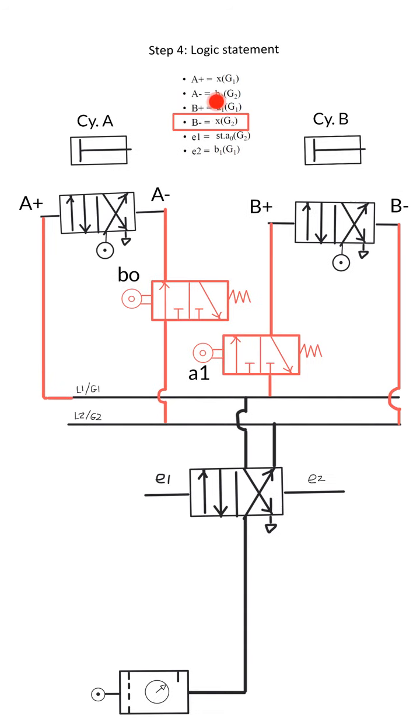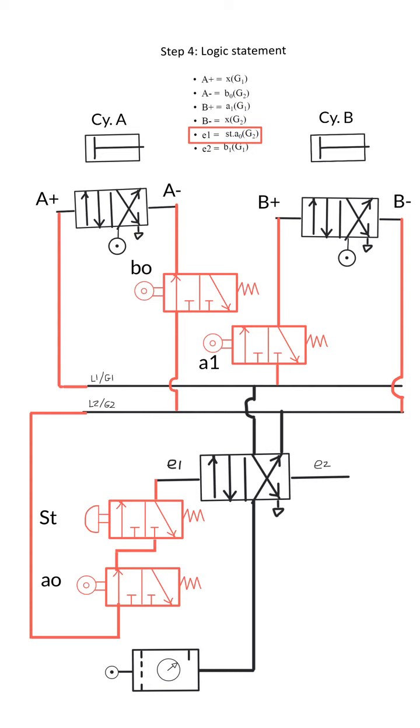So next is B minus. So B minus, the statement here is X G2. So again, when there is an X, that means there is no limit switch here. So from B minus here, it is directly connected to line 2 G2. So make sure you remember to put the jumper here.